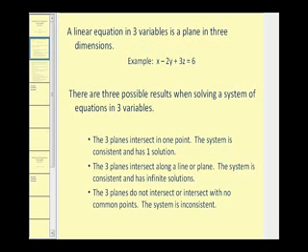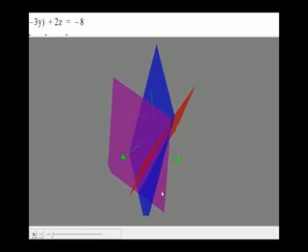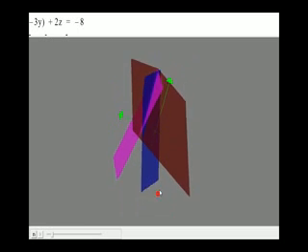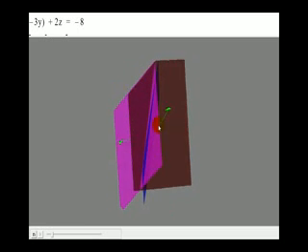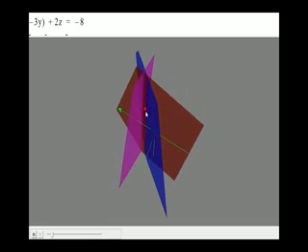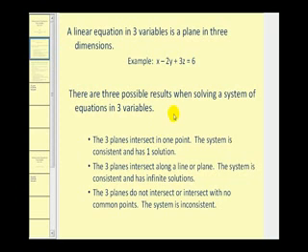And the last case is when we have three planes that do not intersect, or they intersect with no common points, and this system would be inconsistent. Let's go ahead and take a look at that type as well. So here we see the graph of three planes in space, and there are no points where all three of the planes intersect one another. We can see that two planes do intersect, but all three never intersect in any one location. If you take a look at it here, you can see that the three planes never share any points. So those are the three possibilities when you solve a system of three equations with three unknowns.